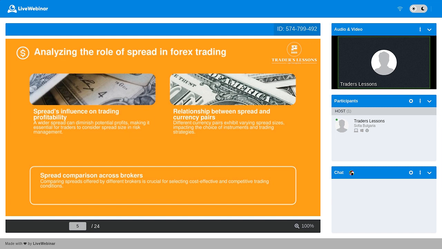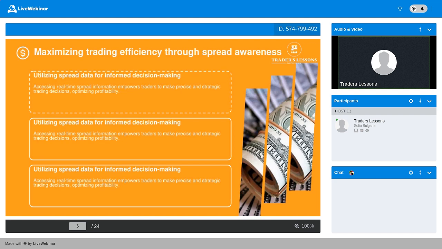There is this basic standard for basic currency pairs and exotic currency pairs, and they give different spreads on them. But sometimes there can be a surprise in the charges, so you can check that if you like. We continue further with maximizing trading efficiency through spread awareness.